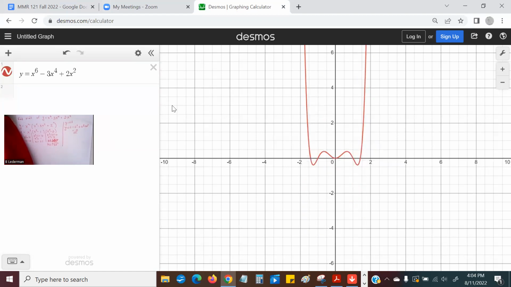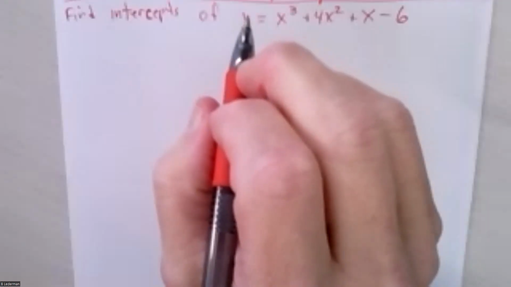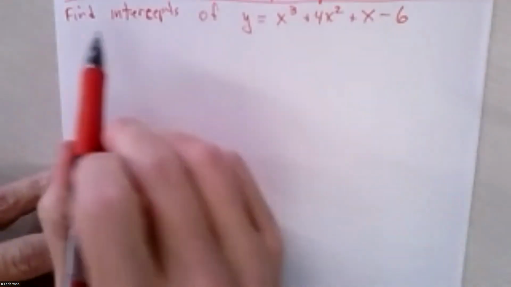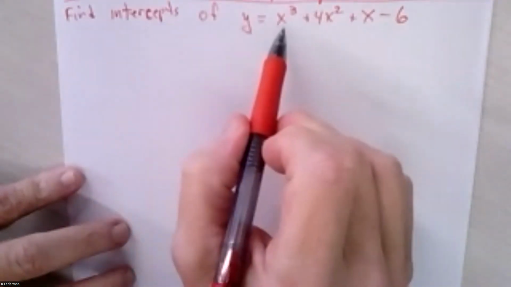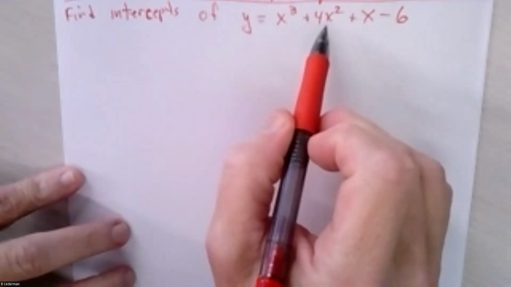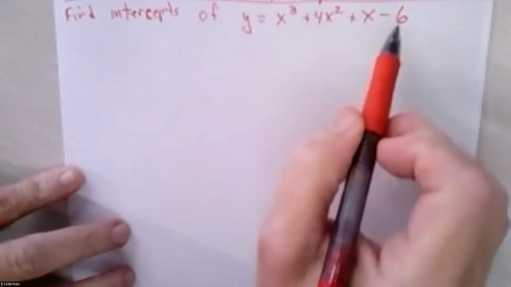Okay, back to... stop sharing. And let's just do this. Let's look at this guy right here. Find the intercepts of y equals x to the third plus 4x squared plus x minus 6.